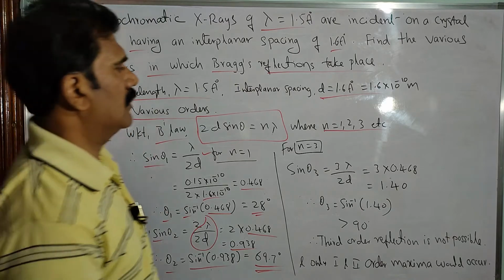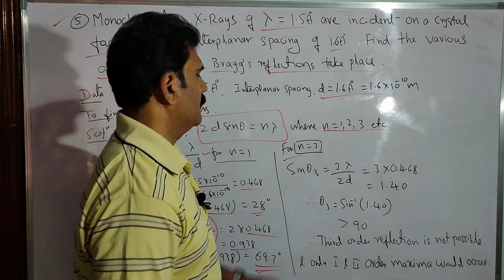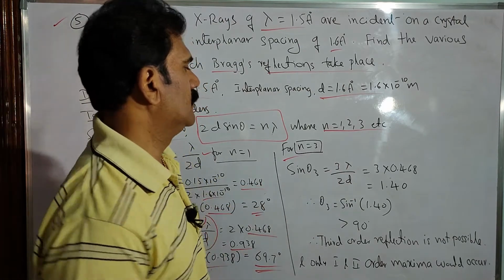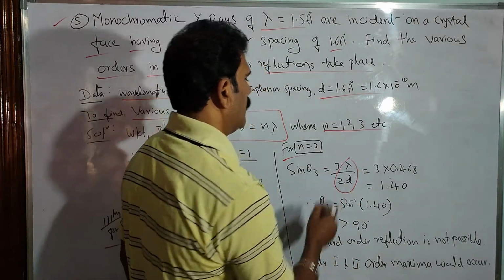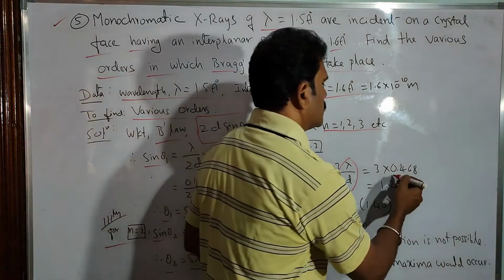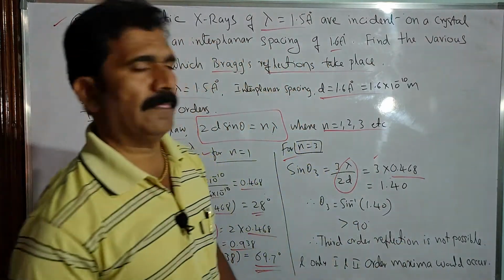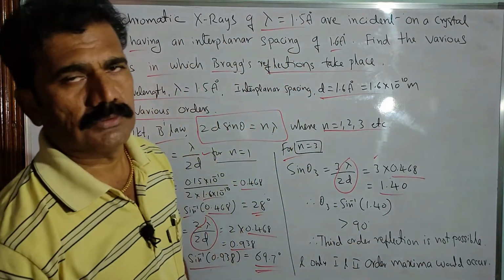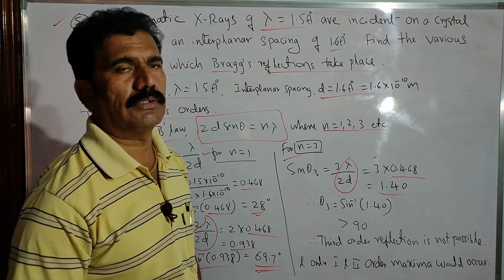Similarly, you try for n equal to 3 with sin theta 3 equal to 3 into lambda by 2d, right? So I told lambda by 2d value is how much? 0.468. Substitute that 0.468 here and multiply by 3. Okay, so now you will get 1.40. So greater than 1. What does it indicate?